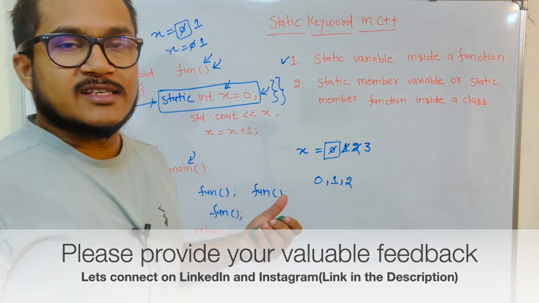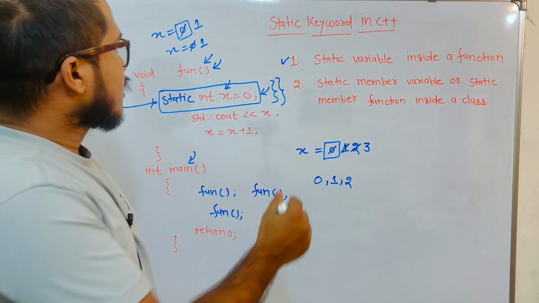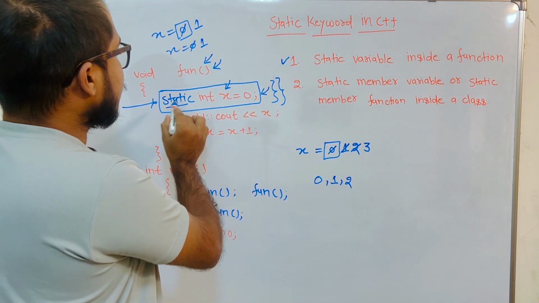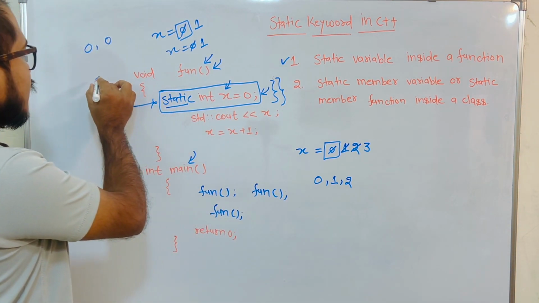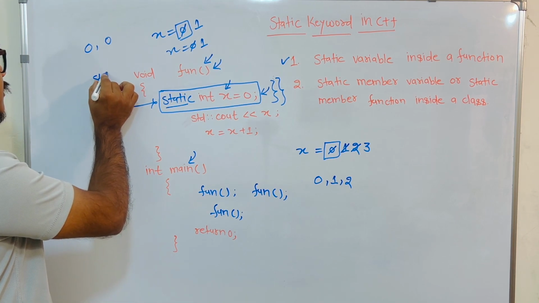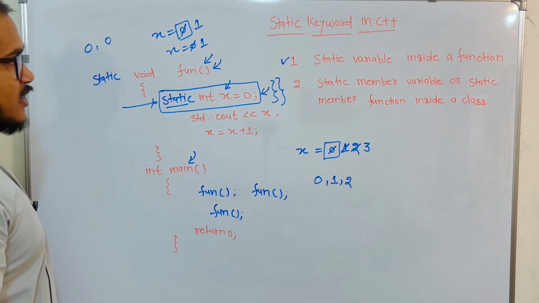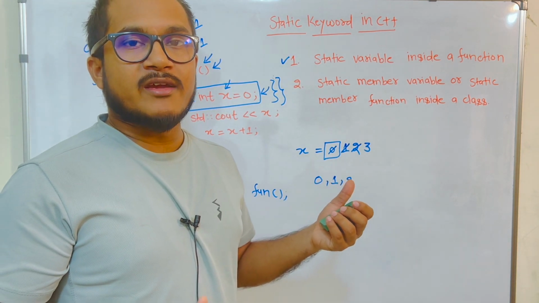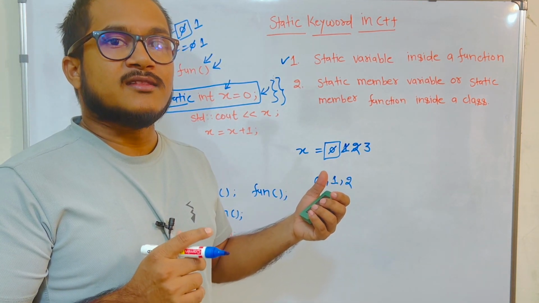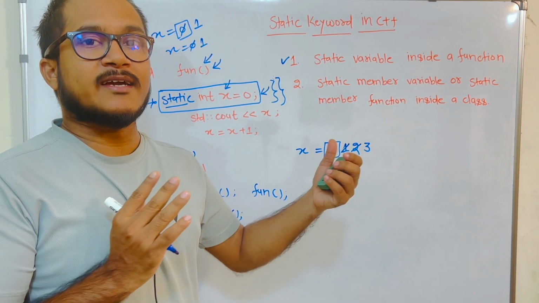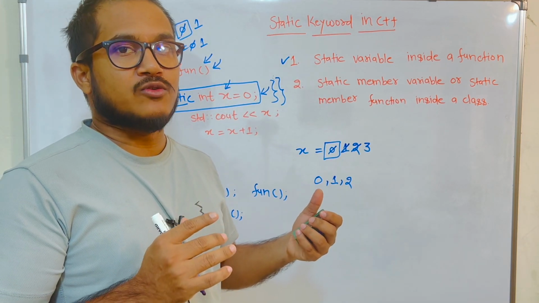Now in the next lecture we'll try to understand what happens when we use the static keyword inside a class, that is, when any member variable or function of the class is static, and how that static property is going to work. We'll try to understand that.